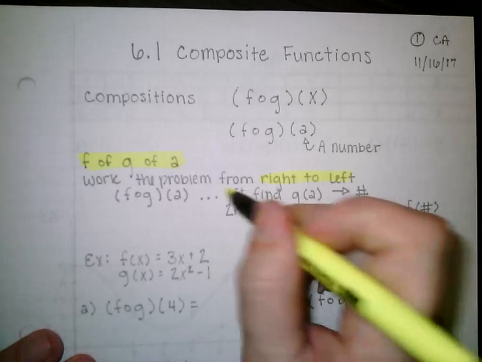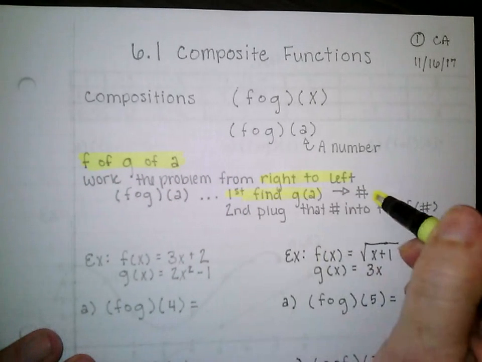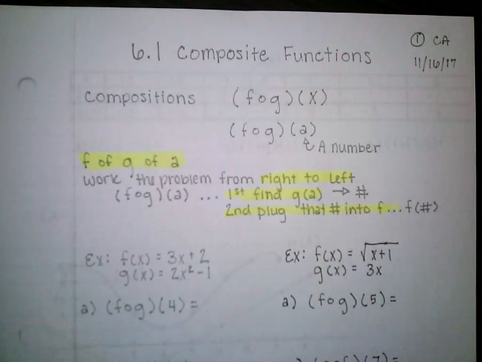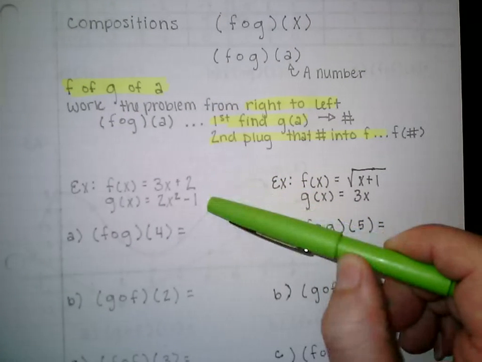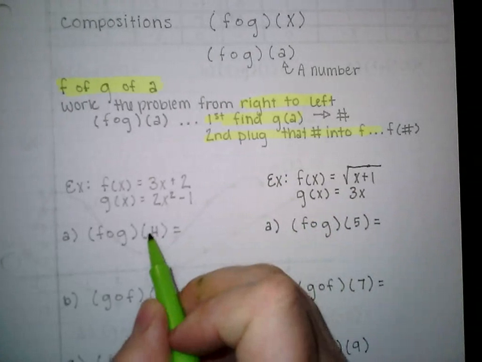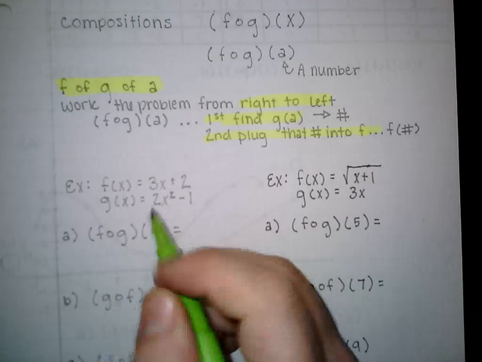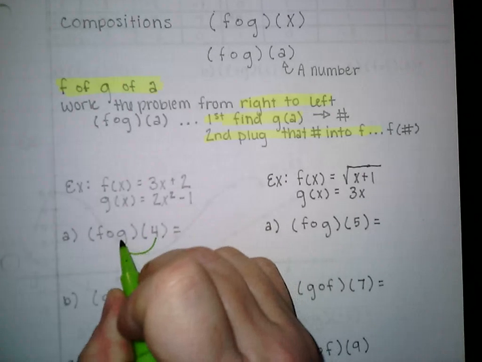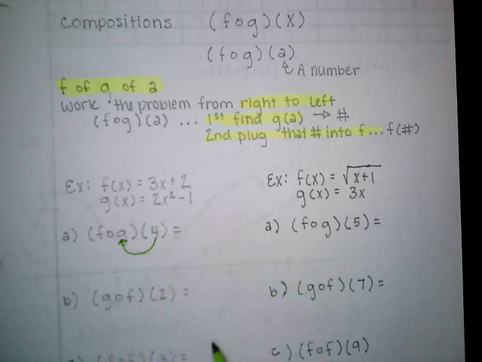So first find g of a. That's going to give you a number. And then second, plug that number into the function f. So here we have f of x is 3x plus 2. g of x is 2x squared minus 1. And we want to find f circle g of 4. So we're going to take 4 and put it into the function g.